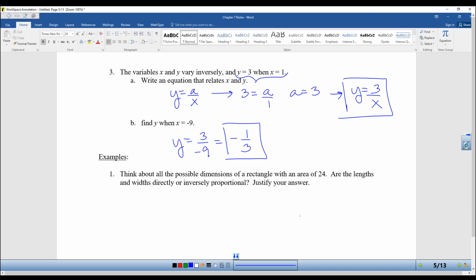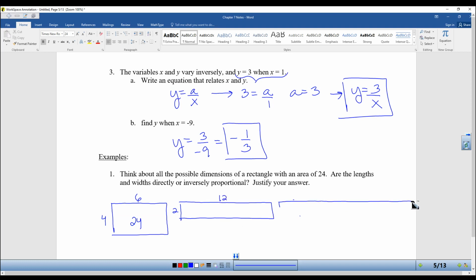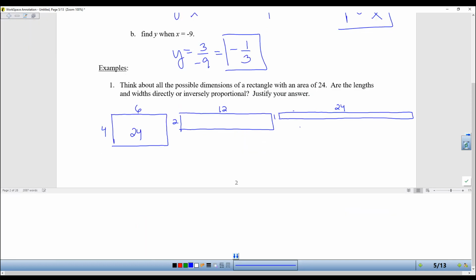So how are these used in a problem? Well, let's think about all the possible dimensions of a rectangle with an area of 24. So how could I draw that? Well, probably the first one that comes to mind is a 4 by 6 rectangle. But I could make it a 2 by 12 rectangle. Or I could make it a 1 by 24 rectangle. Or I could even make it a 3 by 8 rectangle.